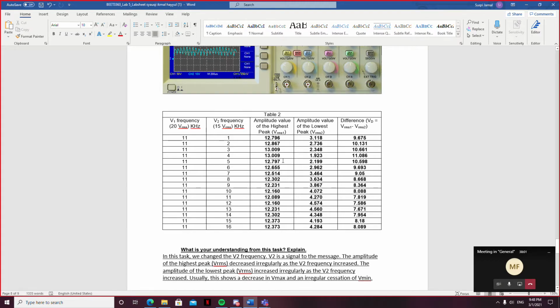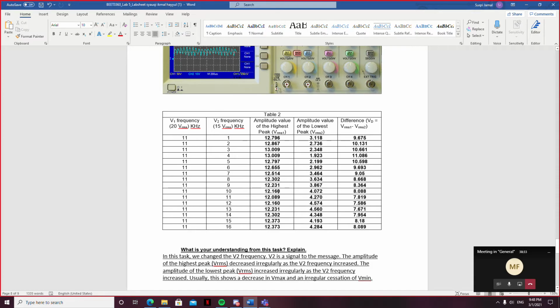if you can see there, it increases and it decreases at the same time. Same goes for the amplitude of the VRMS, where you can see when it reaches 1.923 it started to increase back.